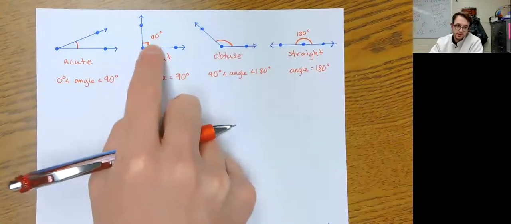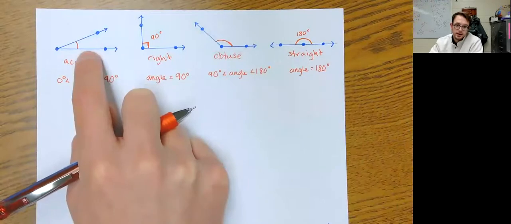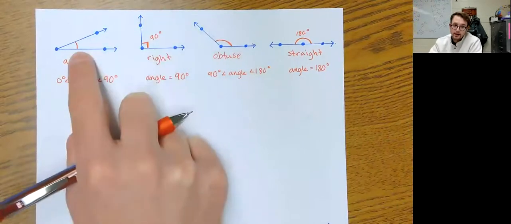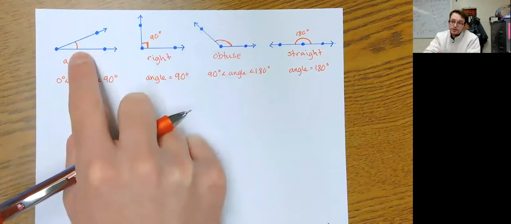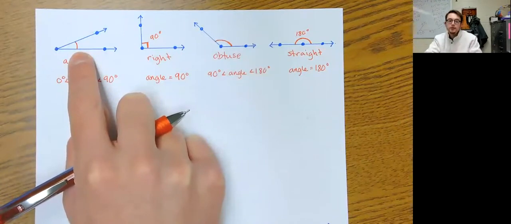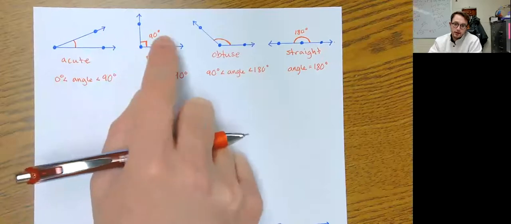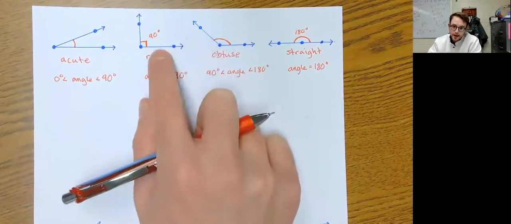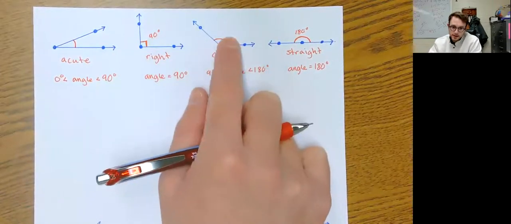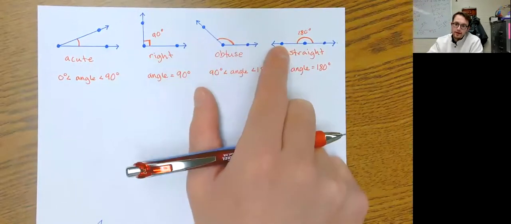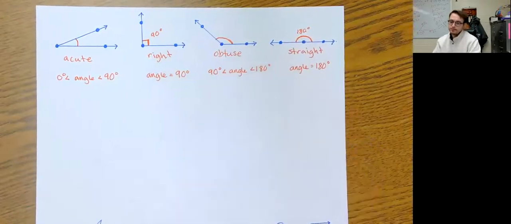And an acute angle is anything between a 90 degree angle and no angle at all, 0 degrees, which isn't an angle. So from 0 to 90, we have acute. At 90, we have a right. And then from 90 to 180, we have obtuse. That's in between these two. And then at 180, we have a straight angle.